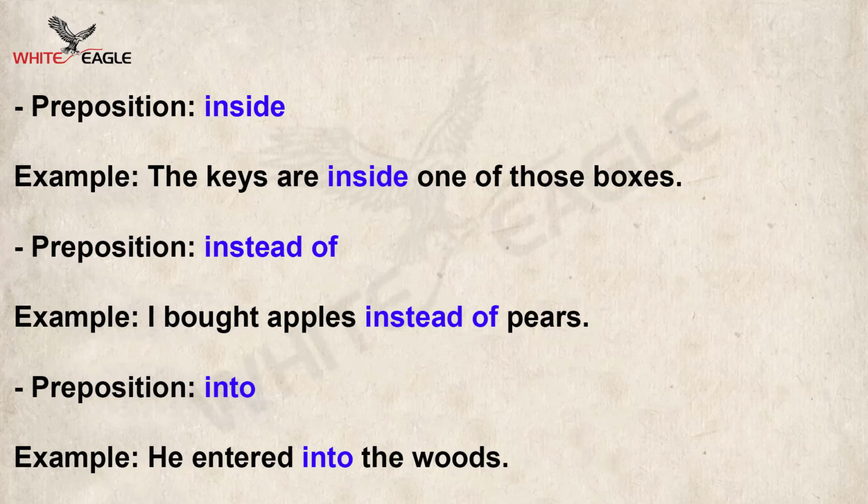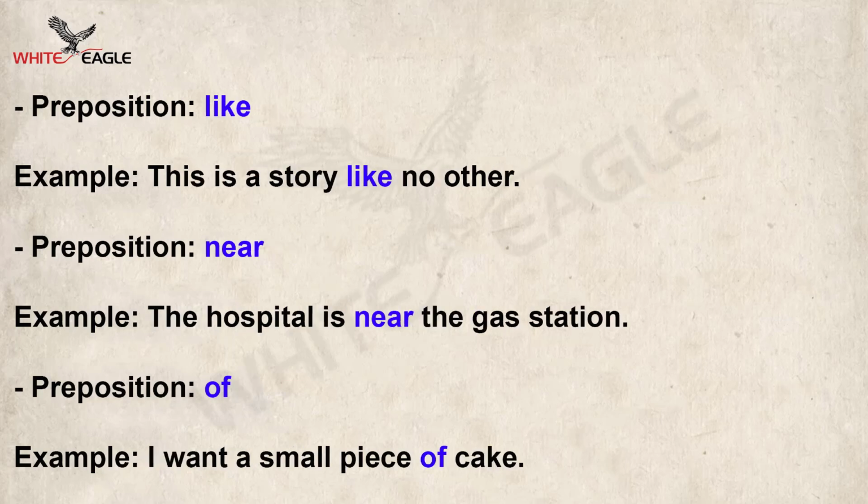Preposition: instead of. Example: I bought apples instead of pears. Preposition: into. Example: He entered into the woods. Preposition: like. Example: This is a story like no other. Preposition: near. Example: The hospital is near the gas station.